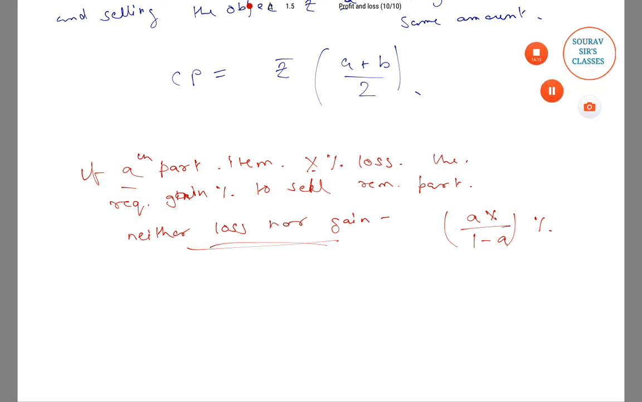So these are a few important formulas based on profit and loss.